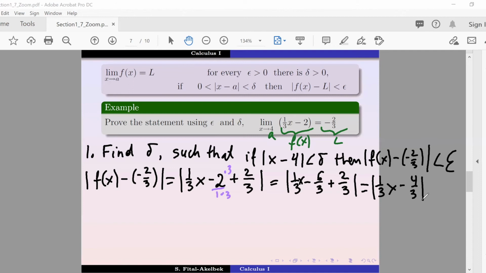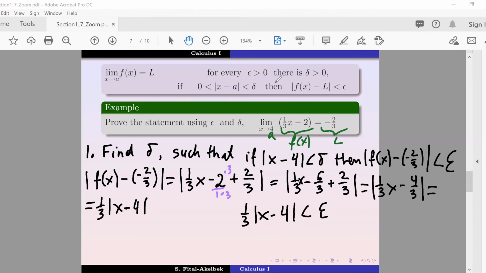And then I need to get x minus 4. That's the goal to identify. So if I take 1/3 out, what we have left is x minus 4. So now f of x minus negative 2/3 must be less than epsilon. So my expression must be less than epsilon. So I'm going 1/3 times the absolute value of x minus 4 must be less than epsilon.